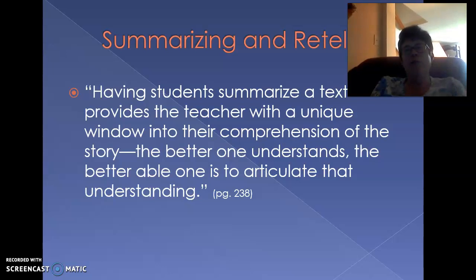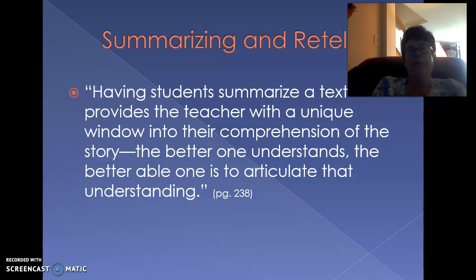So when we do some of those things, then we summarize and retell. To summarize a text provides the teacher with a unique window in the comprehension of the story. But one of the things that you will find when you have children summarize a text, you're going to have children who can really summarize, and you're going to have children who surface level summarize. In other words, you're going to have kids who really dig deep into the story and can remember lots and lots and lots of things. And you're going to have some who will say, well, so and so did this. And that'll be the end of it.